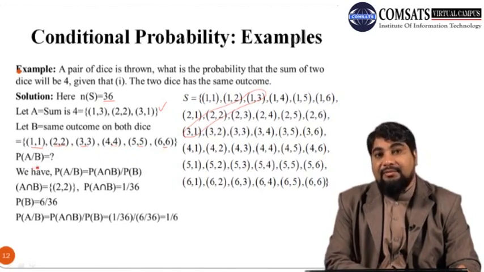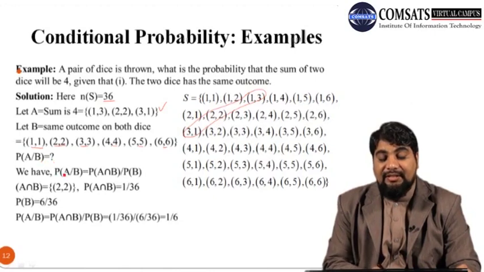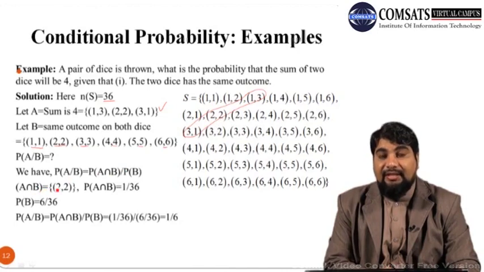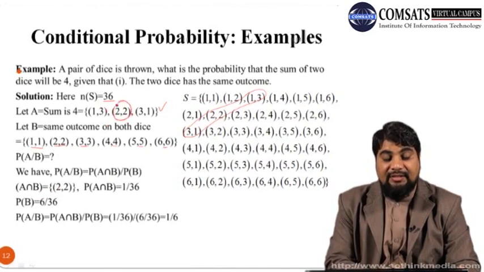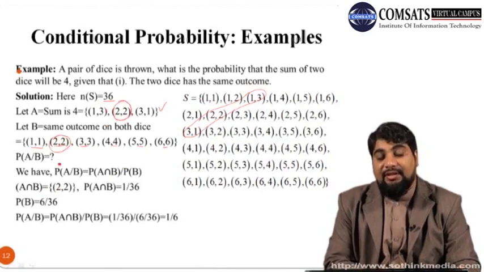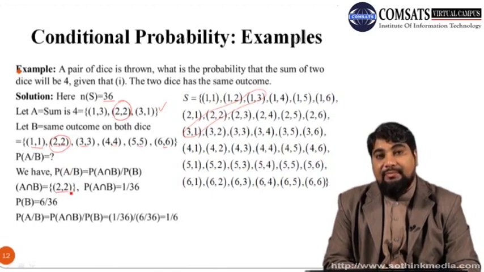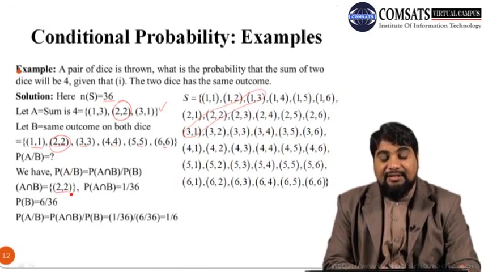We want to calculate the probability of A given B. So P of A given B is P of A intersection B over P of B. First calculate their intersection. For A intersection B, count the number of common points. You can see that this 2 2 is common in both events. So there is only one point in A intersection B.